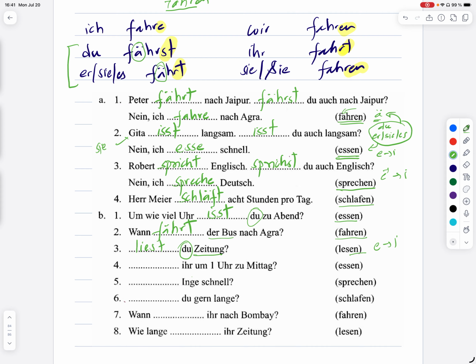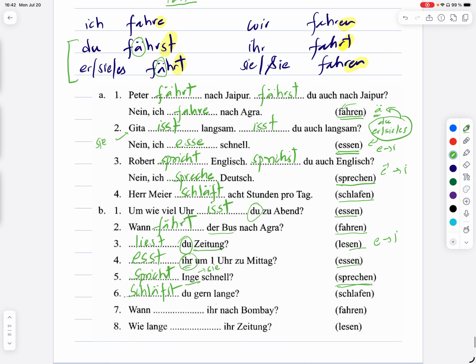Ihr um 1 Uhr, so Mittag, so essen, it will be esst, right? Because we don't need to do the conjugation for ihr as I will prefer, only do er, sie, es. And English schnell sprechen. So spricht English schnell. So English maybe sie. So according to sie, we have to do this, right? Du schläfst gern lange. Then it will be schläfst du gern lange.